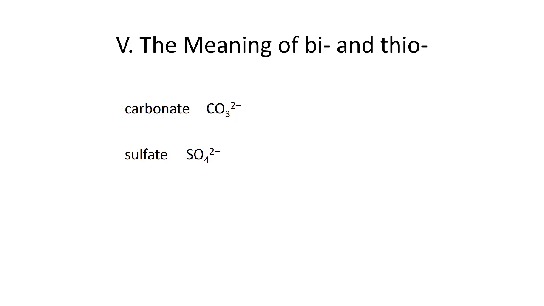Okay, we have another group to learn about, and those are ones that begin with the prefix bi or thio. We've already learned about carbonate and sulfate. So let's look at carbonate, and now let's add an H to it. Not just an H, but an H with a positive charge. If you add an H with a positive charge, you're going to change the charge on the polyatomic ion. Instead of being a 2- charge, it's now going to be a 1- charge.